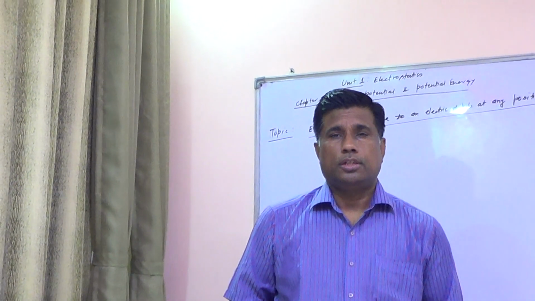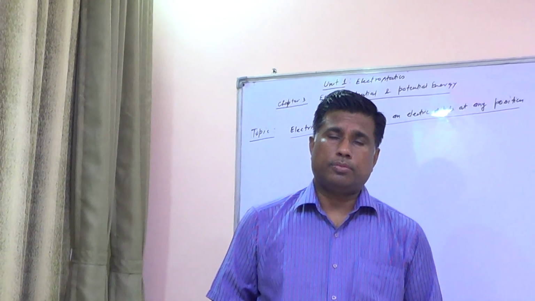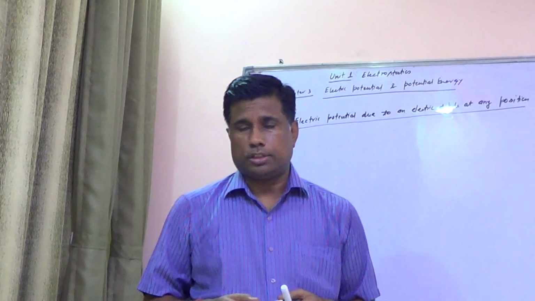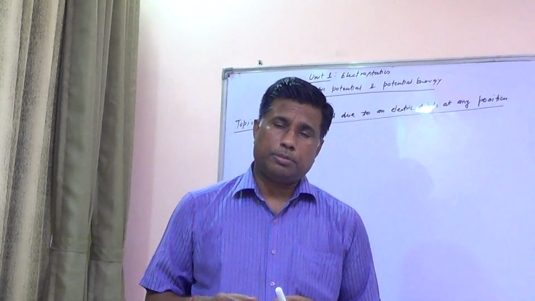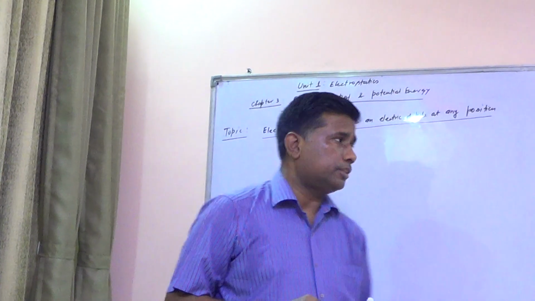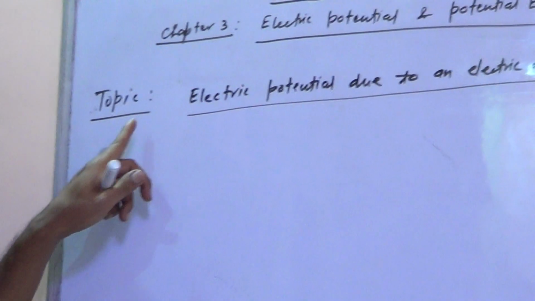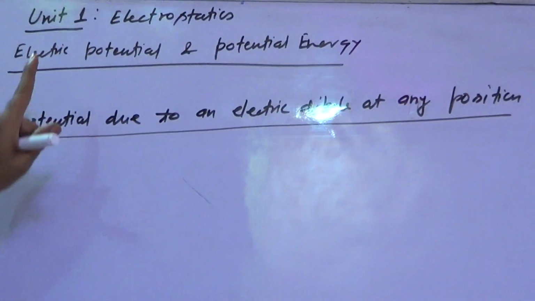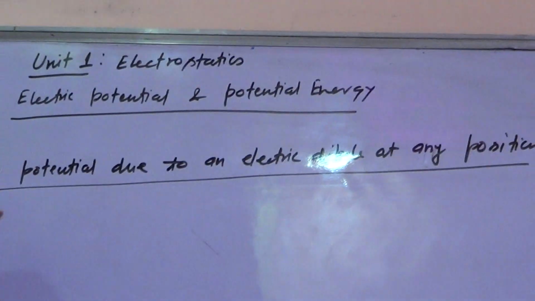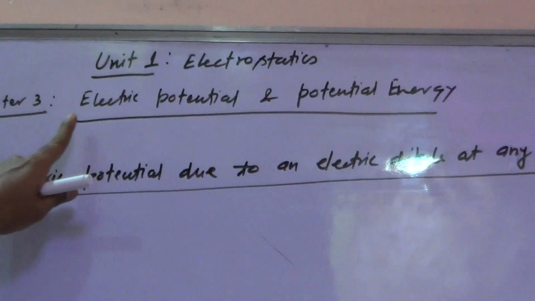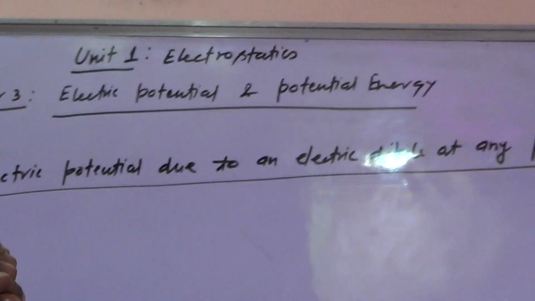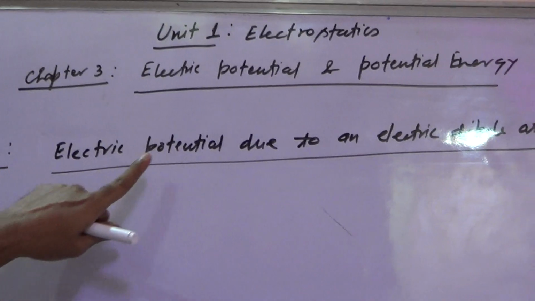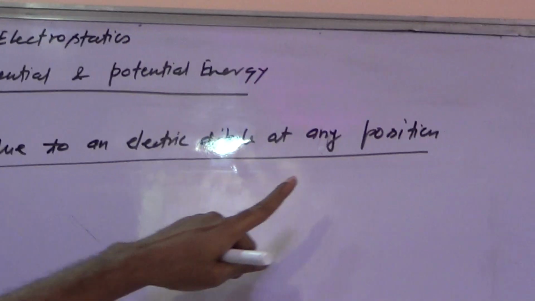Dear students, in the previous class I derived a formula for the intensity of electric field due to an electric dipole at any position. Now I am going to derive the same formula by another method. See this topic, electric potential due to electric dipole at any position. Students, we are studying the same chapter, electrostatics, electric potential and potential energy. This is chapter number 3. Now we are going to derive the formula for electric potential due to an electric dipole at any position.